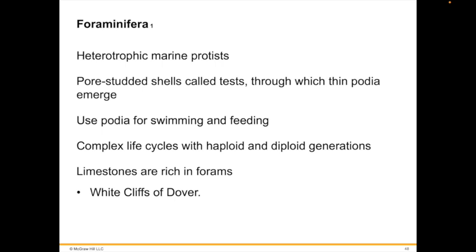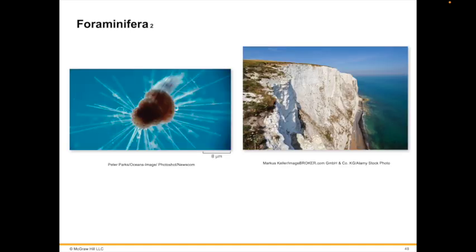Now to the foraminifera. The foraminifera fossils are what create those huge limestone deposits found across the world, and the foraminifera are heterotrophic marine protists with pore-studded shells primarily formed by deposits of calcium carbonate, which is why they're there for the limestone deposits. They're rich, such as you find in the White Cliffs of Dover. And there you're seeing the White Cliffs of Dover with all of the calcium carbonate. Pretty amazing to see there.